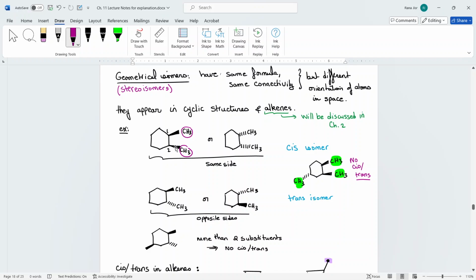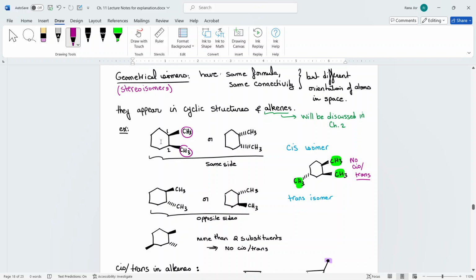So if they are on the same side, we're going to call them cis isomers. These are cis stereoisomers or cis geometrical isomers. If they are on opposite sides, see, one of them is up, the other one is down. Here, this one is up, this one is down. So these two are on opposite sides. These two are the same, by the way. And we're going to call those trans isomers. So this is the difference between cis and trans isomers.